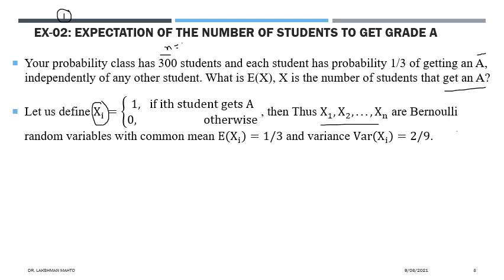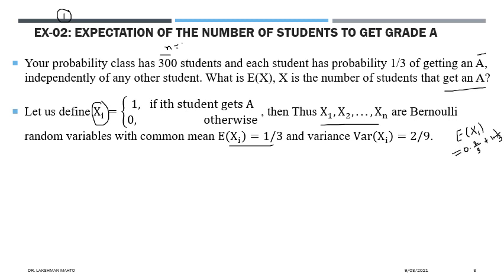I had told you that if you define a Bernoulli random variable and find its expectation, it takes two values. One is 0, with probability of not getting grade A, which is 2/3. So 0 into 2/3, plus the probability of getting grade A, which is 1/3, that means 1 into 1/3. Hence we can say that the expectation of xi is 1/3.